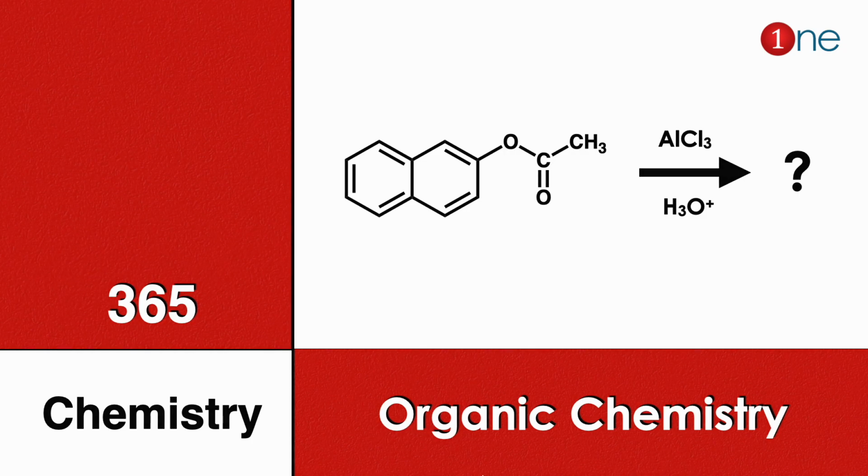Organic chemistry questions for you. Here you have a naphthalene system and you have a beta position ester there. You are reacting with aluminum chloride and acid hydrolysis. You should find what will be the final product.